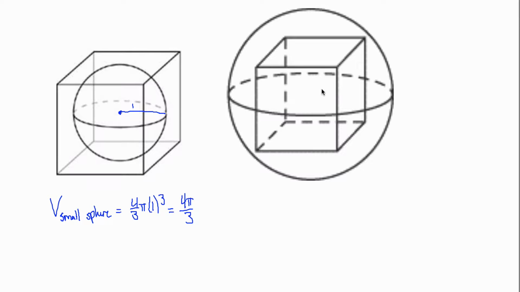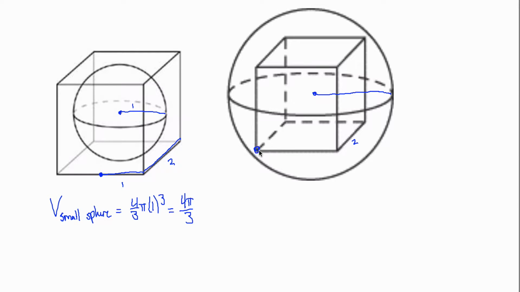But I need to know the volume of the large sphere, so I have to figure out the radius of the large sphere, which is hard to do, but if I could just figure out that radius, then I could compare the two of those volumes and I'd be done. Well, the way I can figure that out is if this radius is 1, that means the distance from the midpoint out here is 1, and therefore any side length is exactly 2. So this is 2, therefore this is 2, this is 2, those are all 2's. How does that help me?